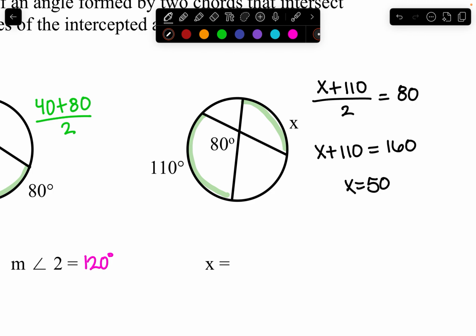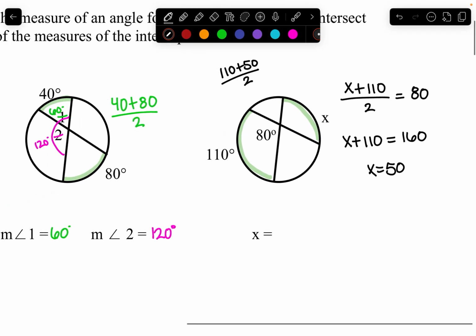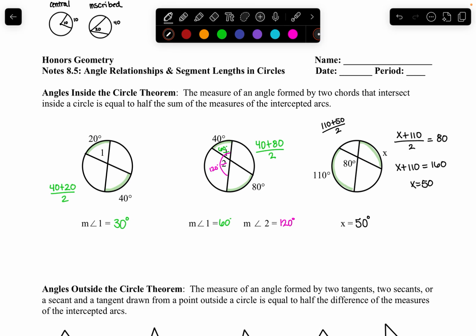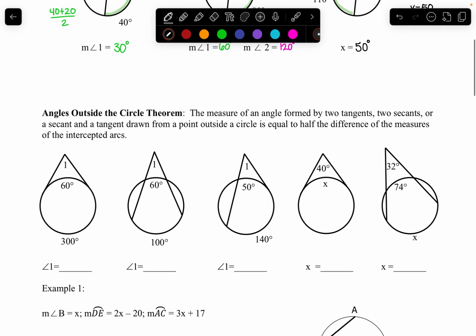And then you can always go back and check, right? We can do 110 plus 50 divided by 2, and it better give me 80. And it does, so I know that I got x correct. Now, x is an arc, so I do need to put a degree symbol there. Okay? Now, the angles outside of the circle theorem is essentially the opposite of what we just did.